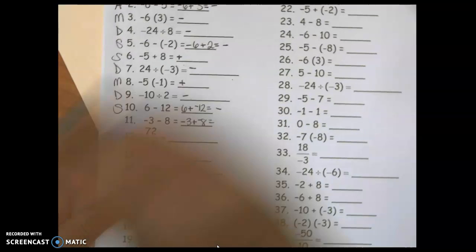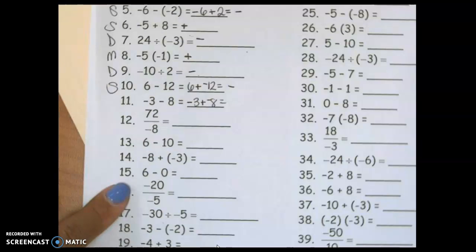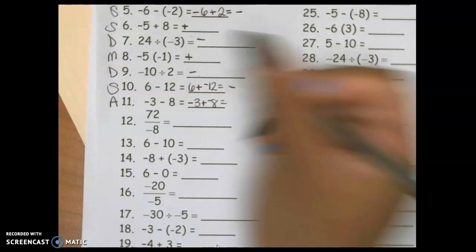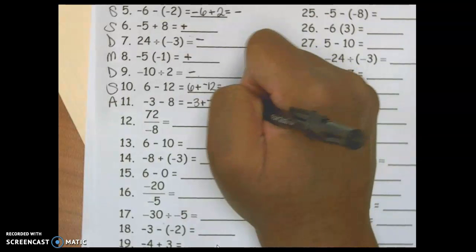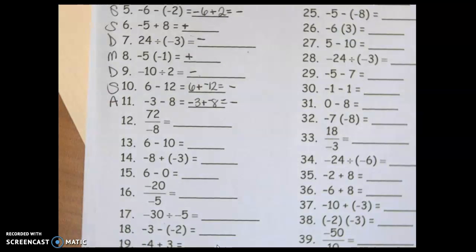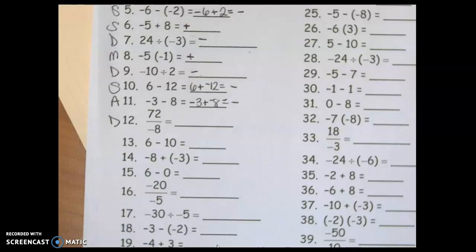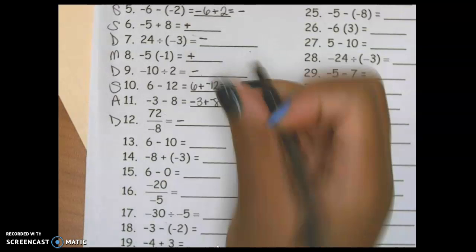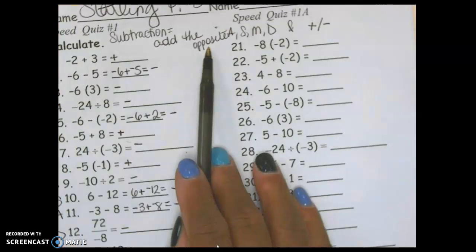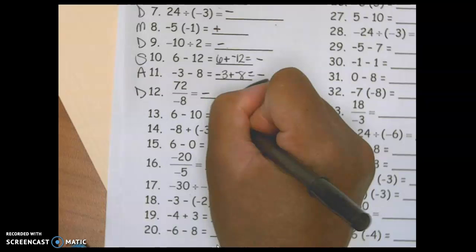What will I do? I don't want the answer. Tell me how to get the answer. 8 plus 3. I'm going to add, and then what's my sign going to be? Negative. Here, what am I doing? Dividing. What kind of answer will I get? Negative. Here, I need to add the opposite. So it's going to be a negative 6.